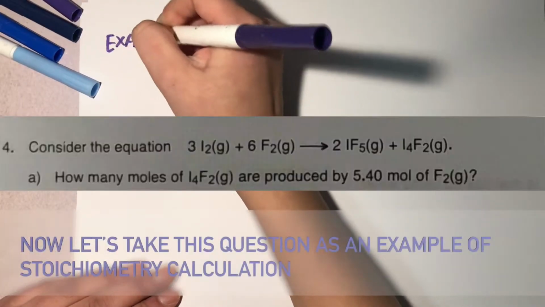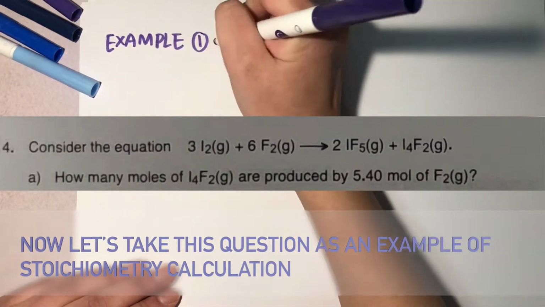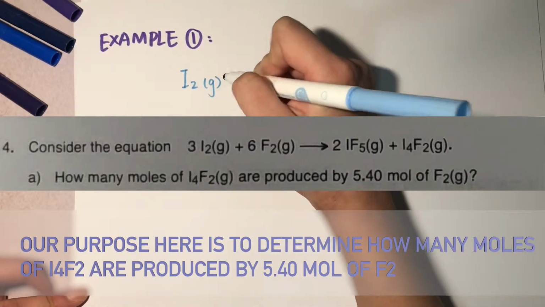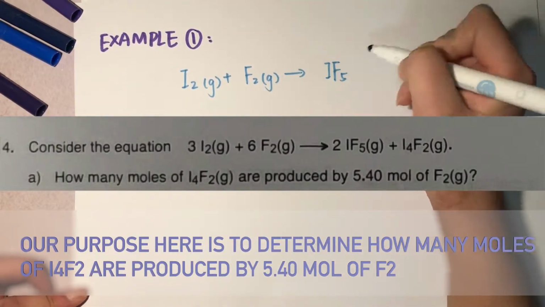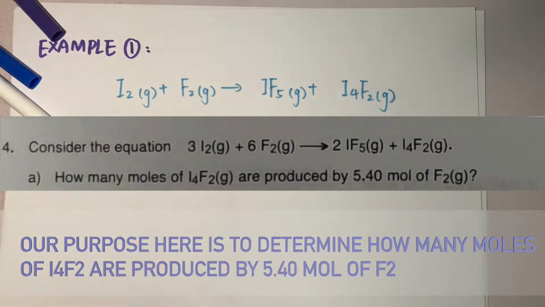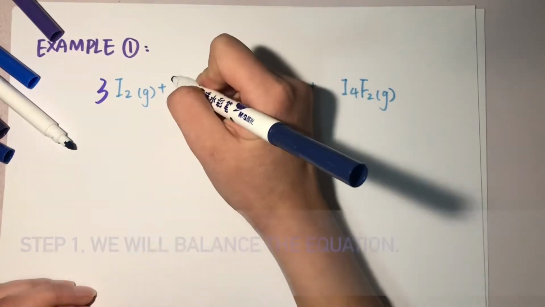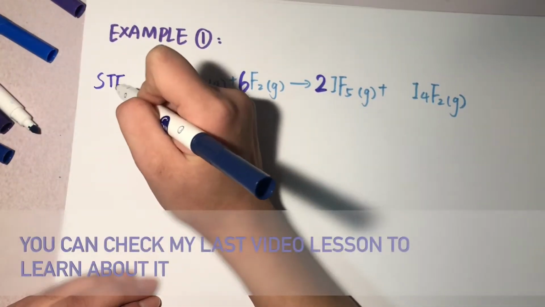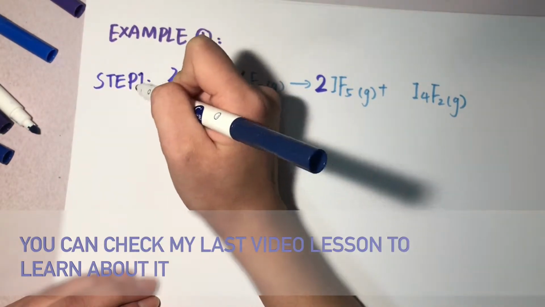Now let's take this question as an example of stoichiometry calculation. Our purpose here is to determine how many moles of tetraiodide difluoride are produced by 5.4 moles of fluorine gas. Step 1, we will balance the equation. You can check my last video lesson to learn about it.